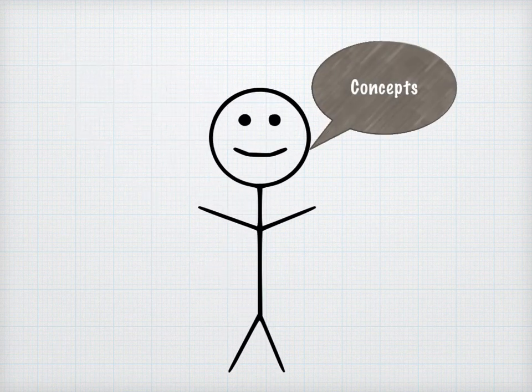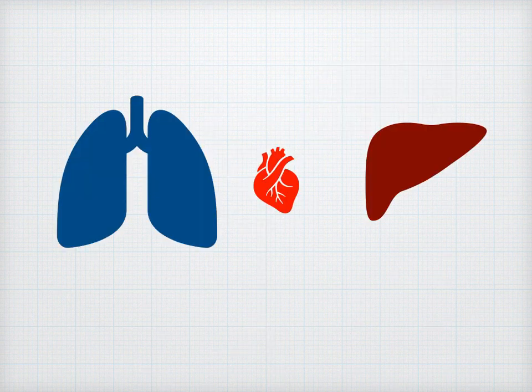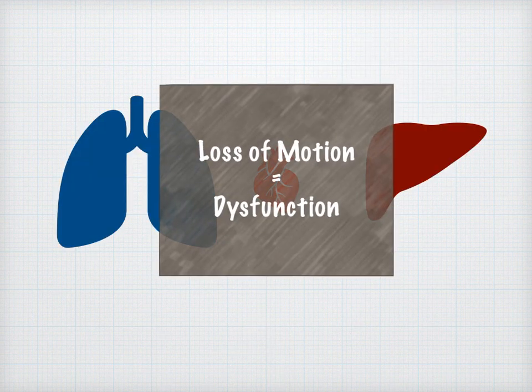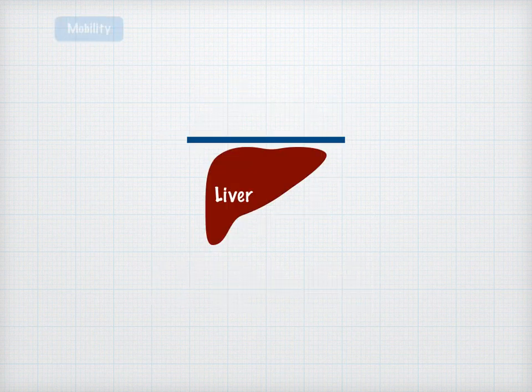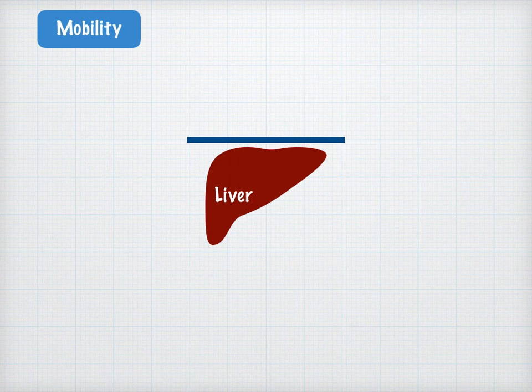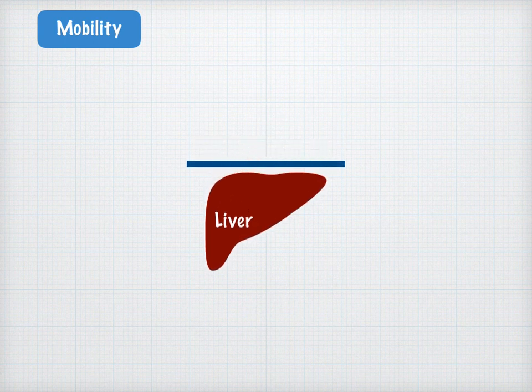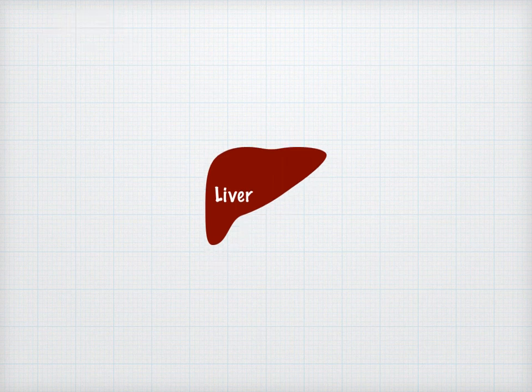So let's begin there. Each organ can develop dysfunction, which is manifested as a loss of motion. Organs have two types of motion characterized. The first motion is mobility. This is a passive motion of the organ secondary to the interaction of an organ and a structure contacting it. For example, the activity of the diaphragm causes mobility of the liver during both respiratory inhalation and exhalation.